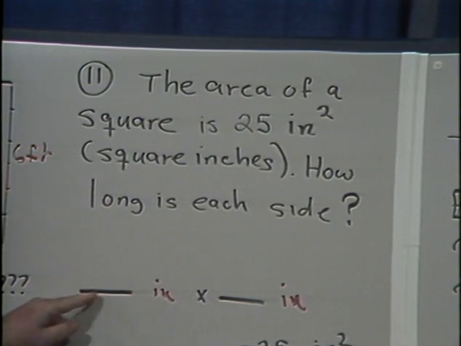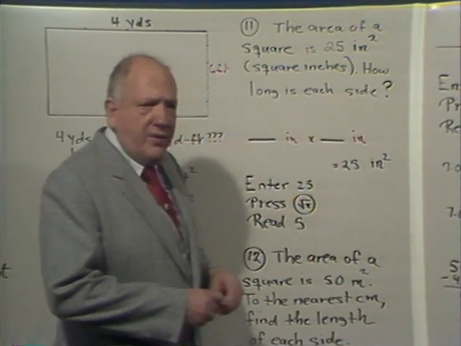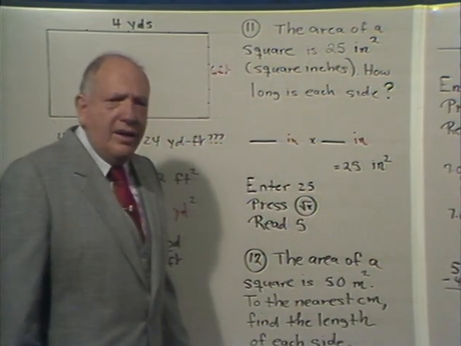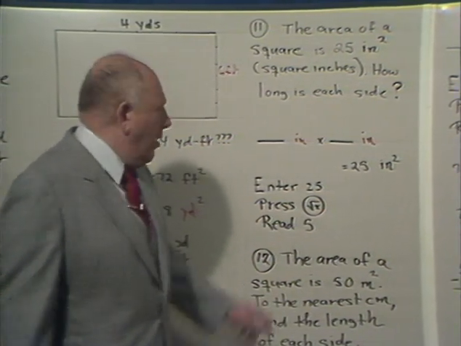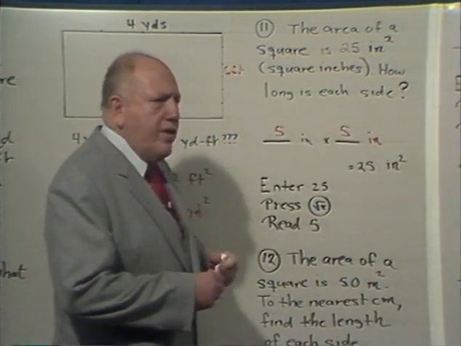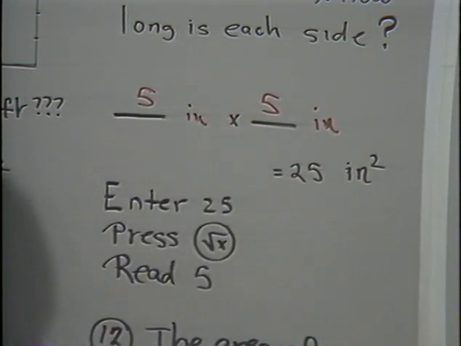Now you're saying, what number must I multiply by itself? See, the area is the length times the length. What number must I multiply by itself to get 25? And it doesn't take long, especially if you watched our lecture on the calculator where we did the same problem, to discover that the number must be 5. In other words, if the area is 25 square inches, the length of each side must be 5 inches.